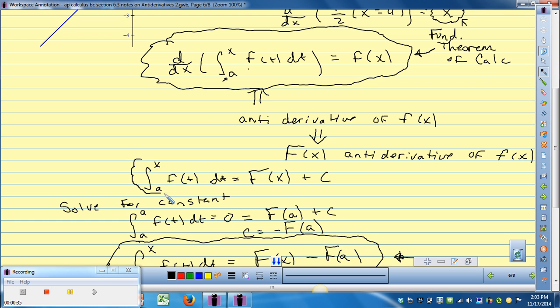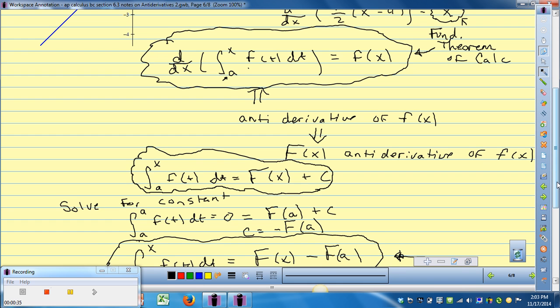So, given that that must be an antiderivative, then this statement must be true. The definite integral of f of t dt from a to x will equal capital F of x plus c. Because if you remember, when we dealt with antiderivatives, we had to always consider a constant being added, because the derivative of capital F of x plus c would be the same as the derivative of capital F of x alone. And then we need to find that constant.